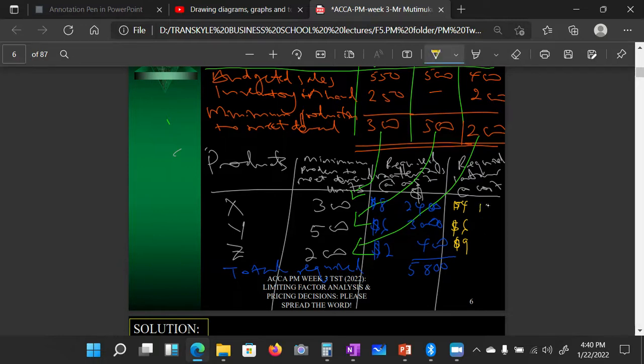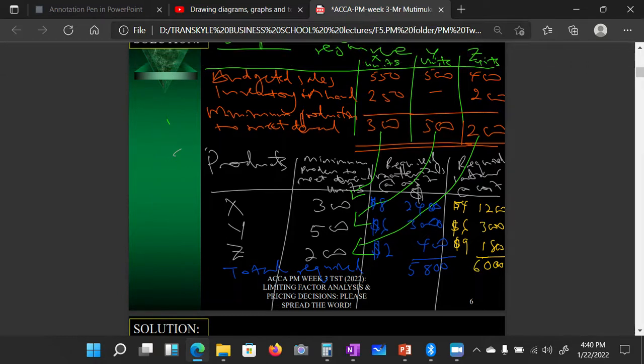I'm running out of time. 1.2. And 500 multiplied by 6, that's 3,000. 200 multiplied by 9, that's 1.8. We get the total as we did on the materials. If you add up, we are having total required in terms of labor $6,000. $6,000 of labor is required.